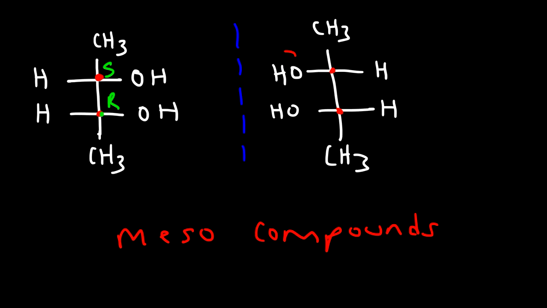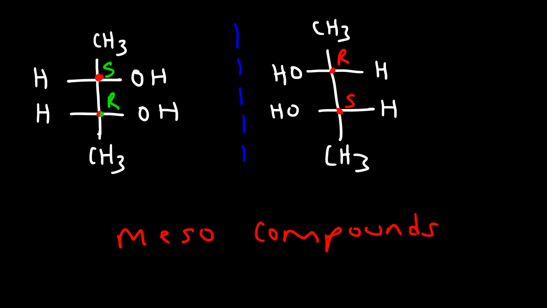Now, because we switched the OH and the H group, we know this is going to be R. If you count it, it's 1, 2, 3, 4. So it appears to be S, but we have to reverse it, so it's R. And this is going to be S. So all of the chiral centers change when you draw the mirror image of the molecule.